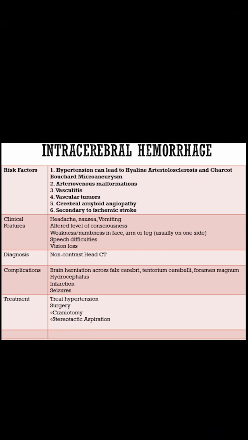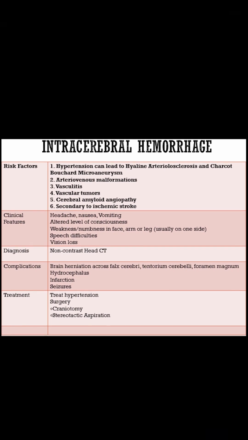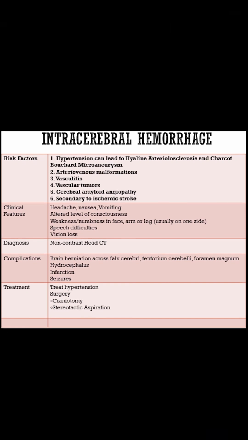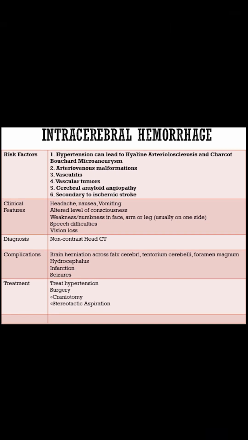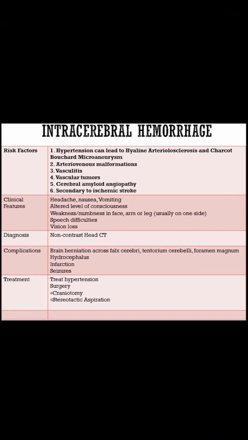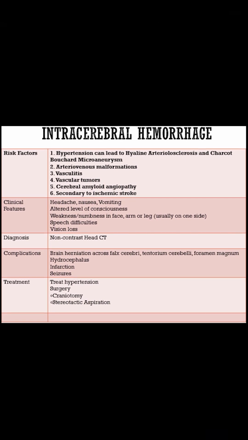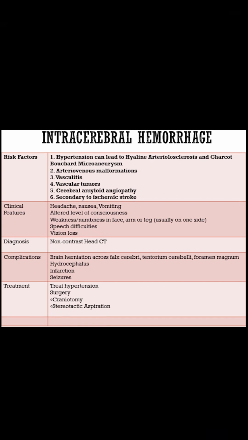An intracerebral hemorrhage presents with headache, nausea, vomiting, an altered level of consciousness, weakness or numbness in the face, arm, or leg, which usually occurs on one side. It can also present with speech difficulties and vision loss. A non-contrast CT scan of the head can be used to diagnose an intracerebral hemorrhage.